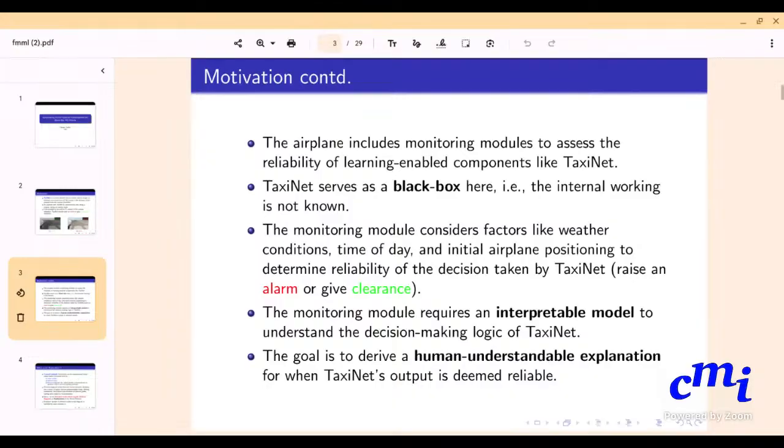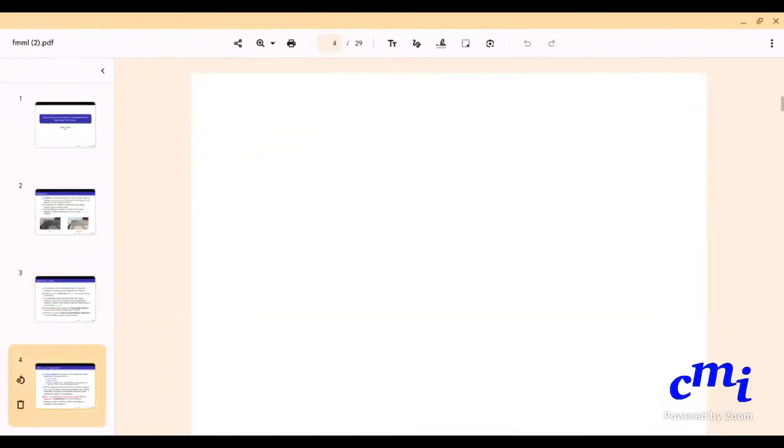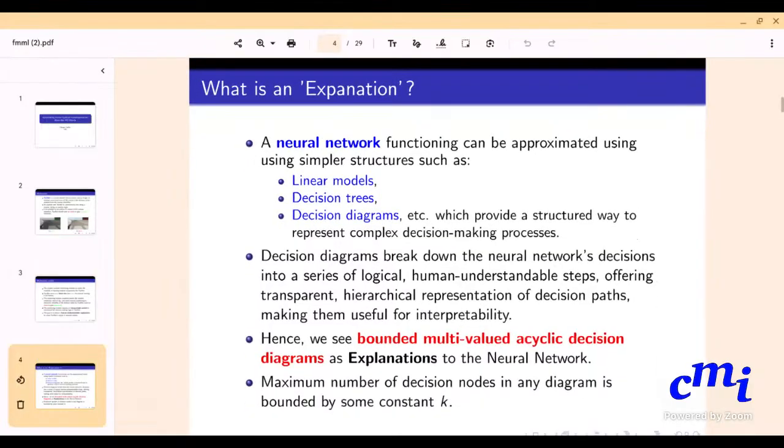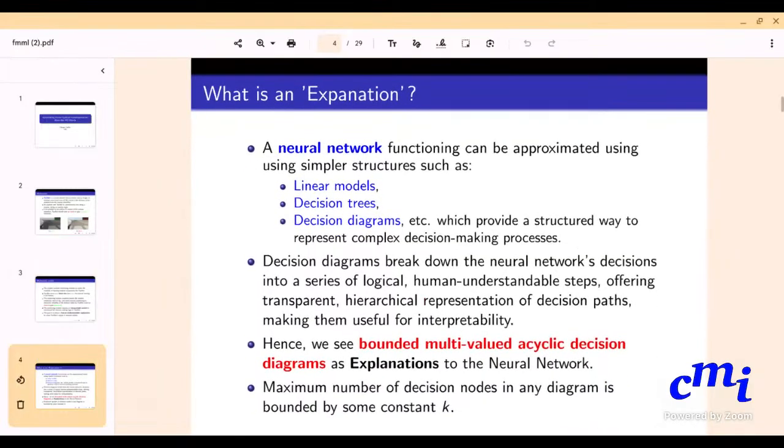By interpretable model, I basically mean a human understandable explanation for when the output of TaxiNet is deemed reliable, right? Now, we use the word explanation or human understandable interpretation. What does it mean? In the context of a neural network, I can definitely approximate it using simpler structures, more deterministic structures like linear models, decision trees, decision diagrams, etc., which provide a more or less structured way to represent very complicated decision making processes.